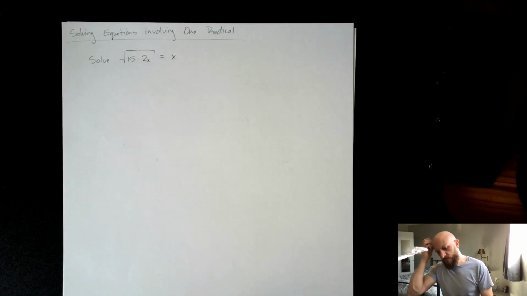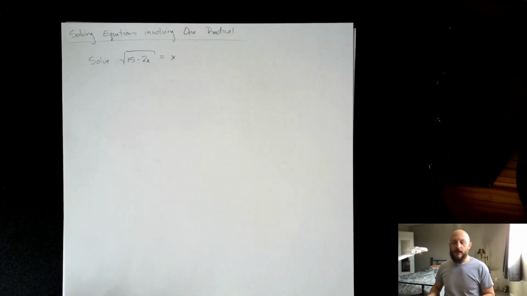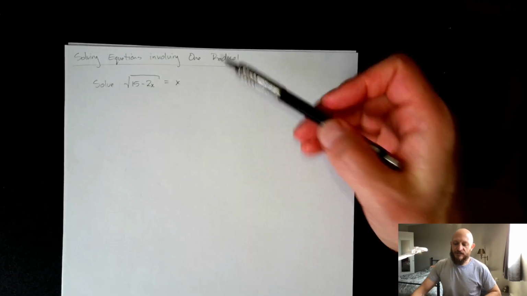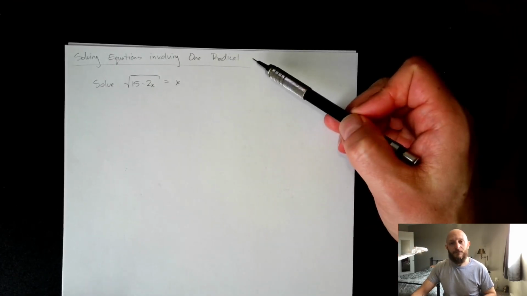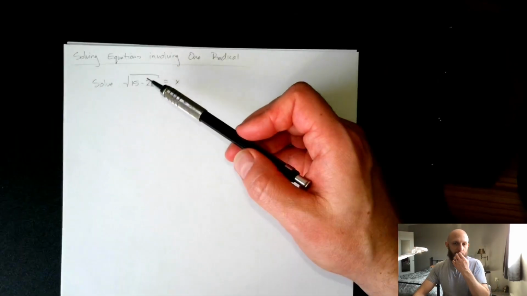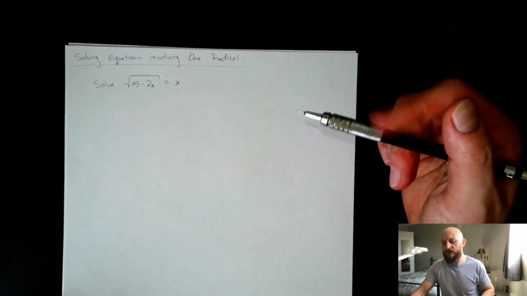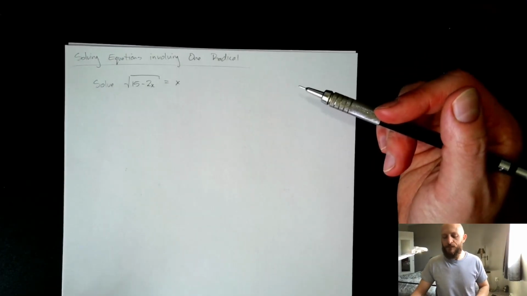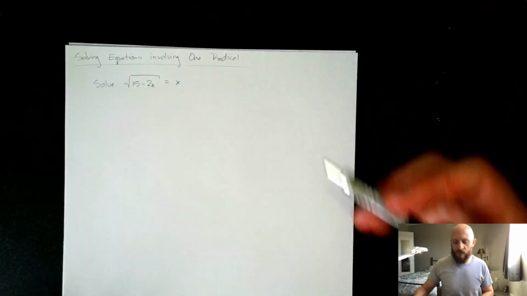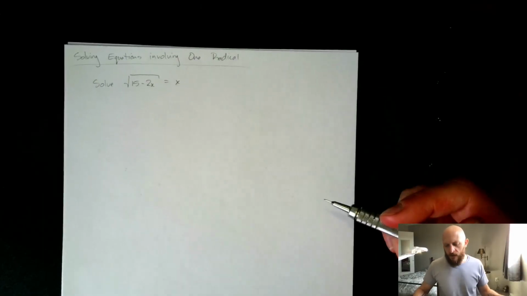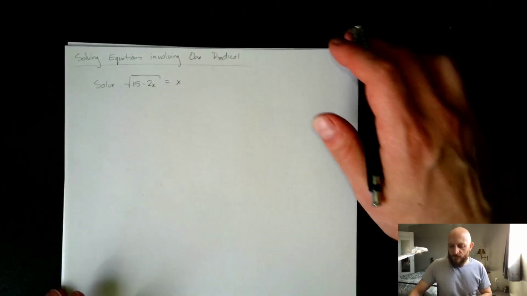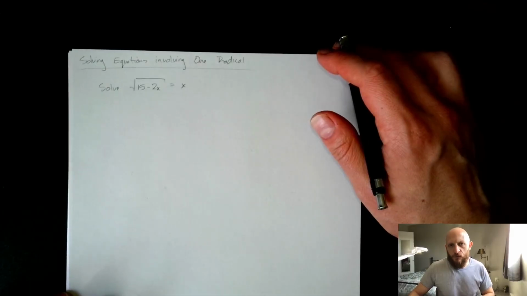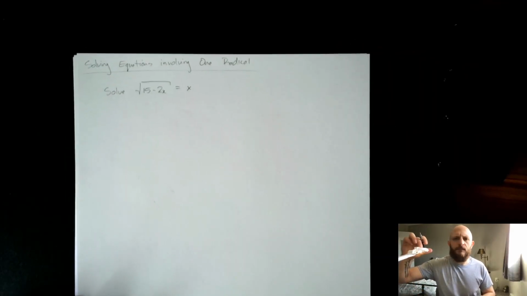Hey everybody. This should be a very fast video on how to solve an equation that involves one radical. Usually it's going to be a square root, but the same thing applies to a cube root. If you're in college algebra, it's probably just going to be a square root. Okay, so we want to solve this thing, which of course just means solve for x.